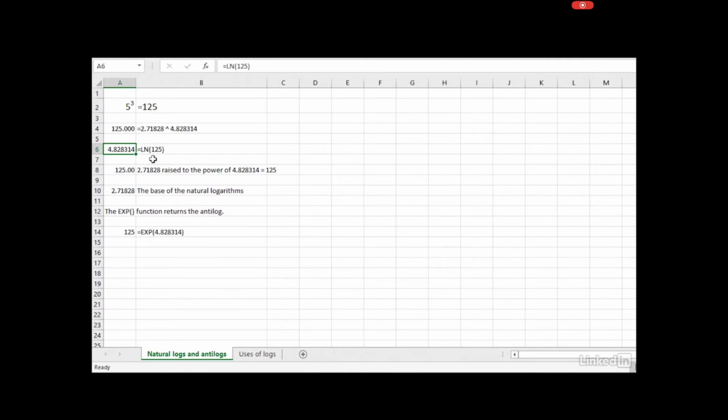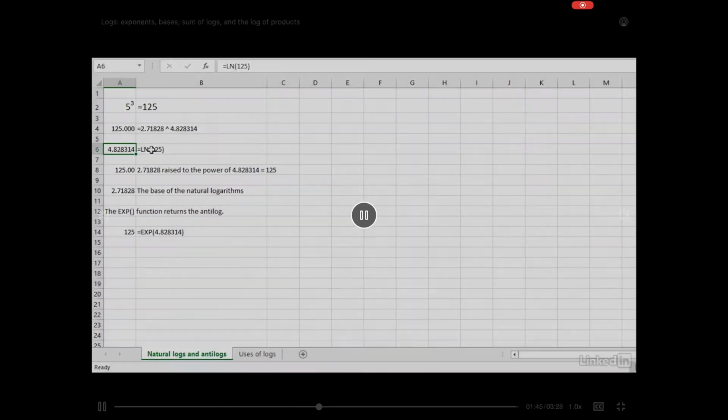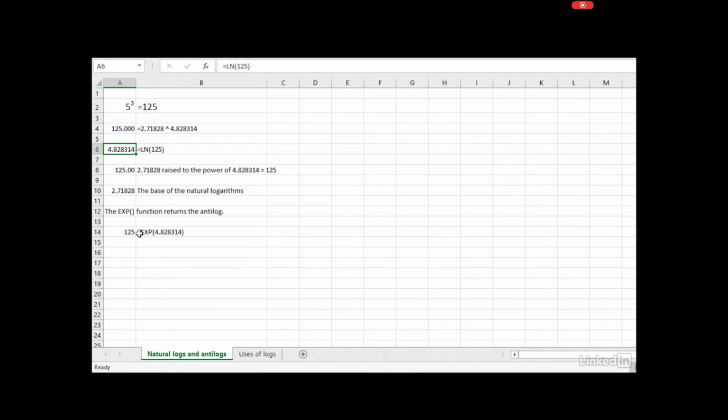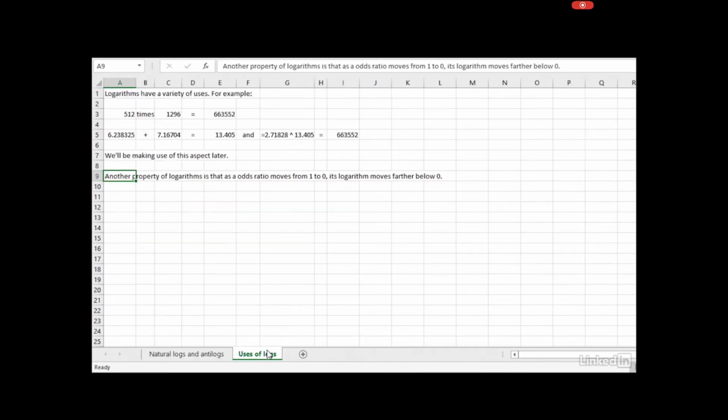So the ln, the natural logarithm function, gets you the logarithm. The exp function returns the antilog, and you give it the logarithm, and it returns the number that you originally started with. Now, there are some extremely useful ways to use logarithms in logistic regression.